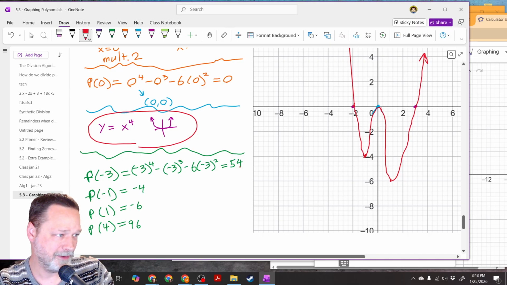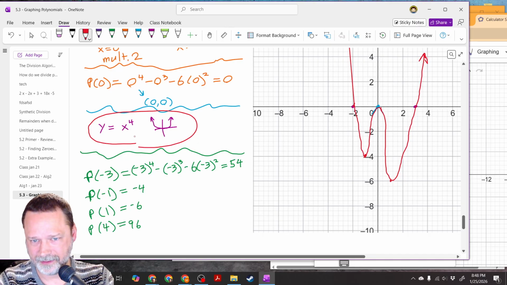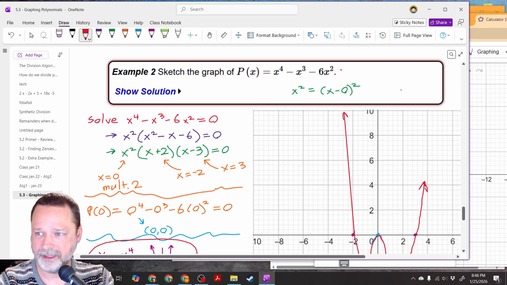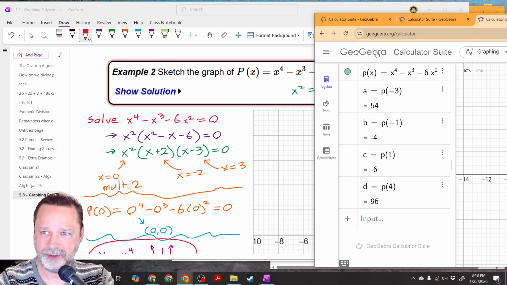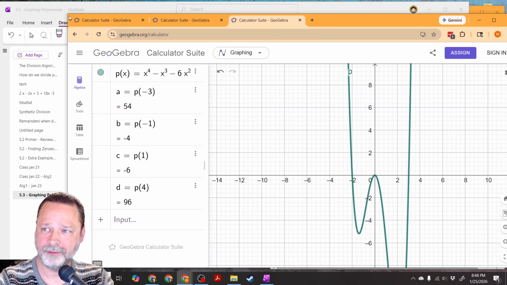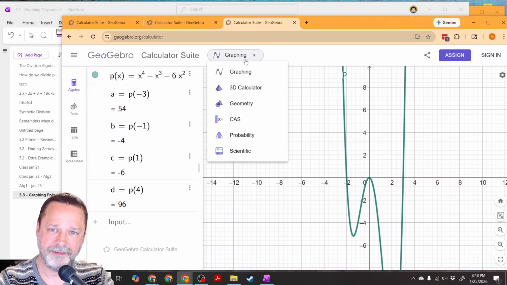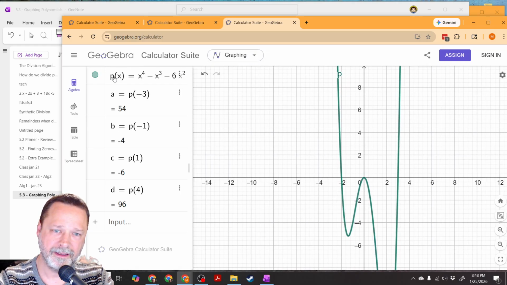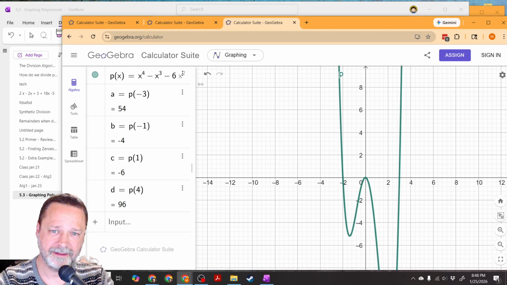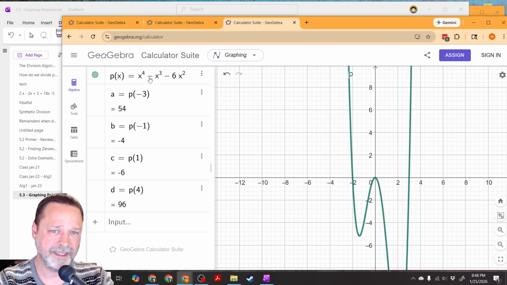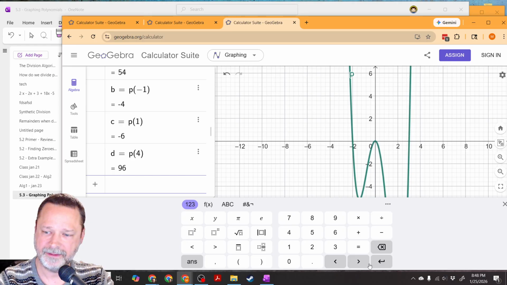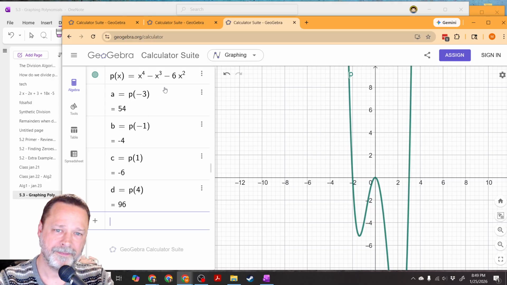Now, if we want to check it with technology, super easy as always. Go to GeoGebra.org/calculator. Make sure you're in the graphing mode. Graphing right here. And literally type in P of X, exactly what I have here, equals X to the 4th. There's a keyboard if you need it. There it is. Okay. Minus x cubed minus 6x squared. And it'll graph it for us.